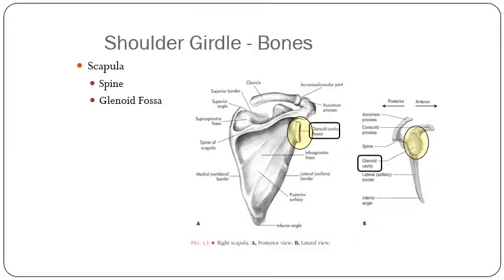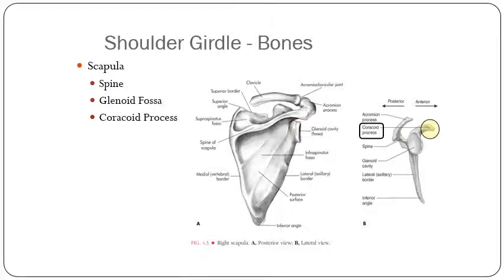There's the glenoid fossa, okay? So again, a fossa is always some sort of cavity, usually where there's an articulation taking place, and that's where your humeral head articulates to form the glenohumeral joint.